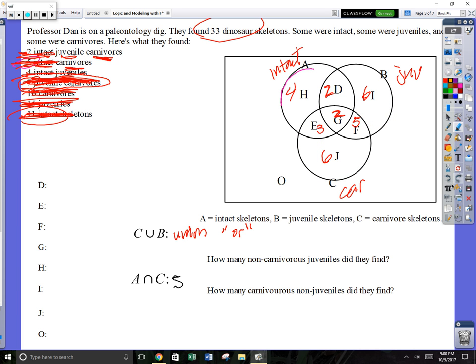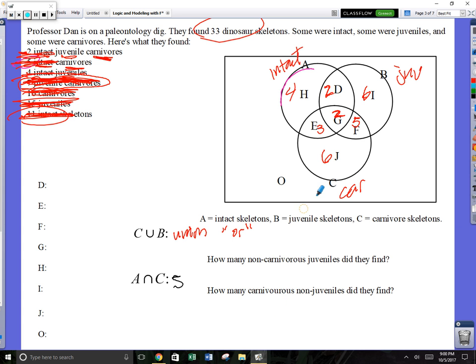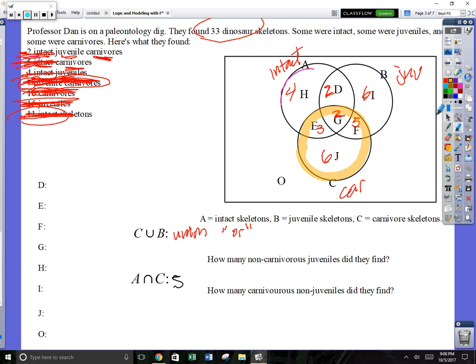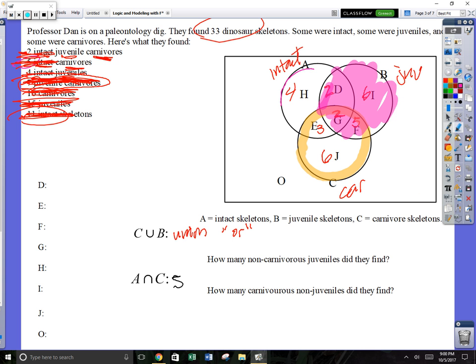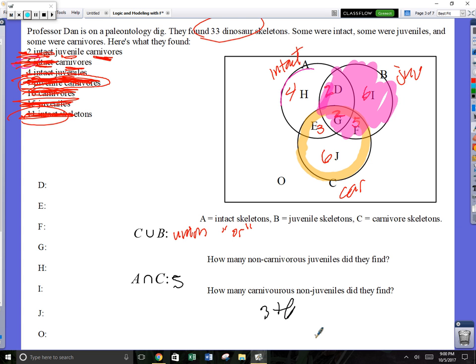Okay, let's do the last question. How many carnivorous, so now they must have lived in the carnivorous, so somewhere in that circle C, but non-juveniles, so they could not be a juvenile. So they could not be anywhere in this circle. So that is these 3 and these 6. So 3 plus 6, we got 9 there.